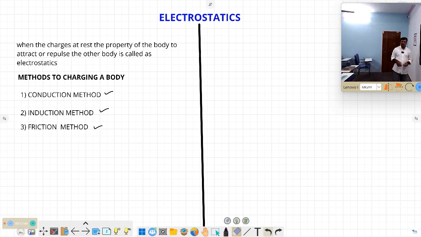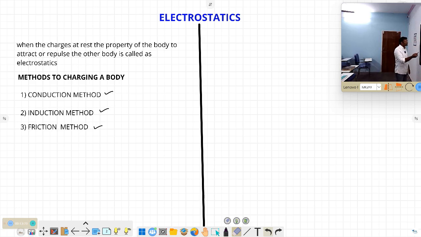The third one is called the friction method. What is the meaning of the friction method? Take a comb. While you are combing, the comb is under friction with your hair. Due to that, charges are developed on the comb. That means the comb gets charged. That's why it is able to attract pieces of paper. So if you want to make a body charged, you can also use the friction method.